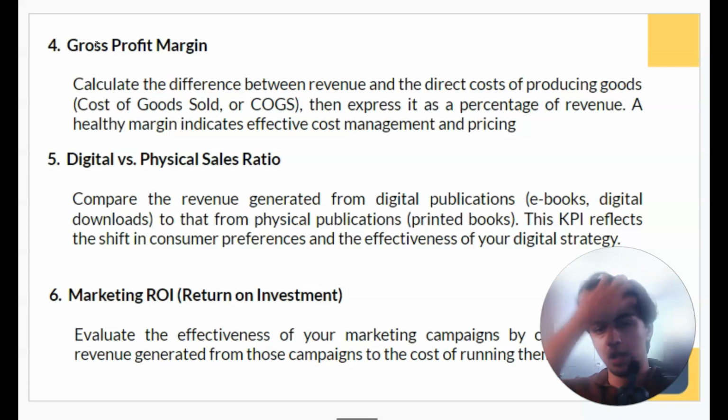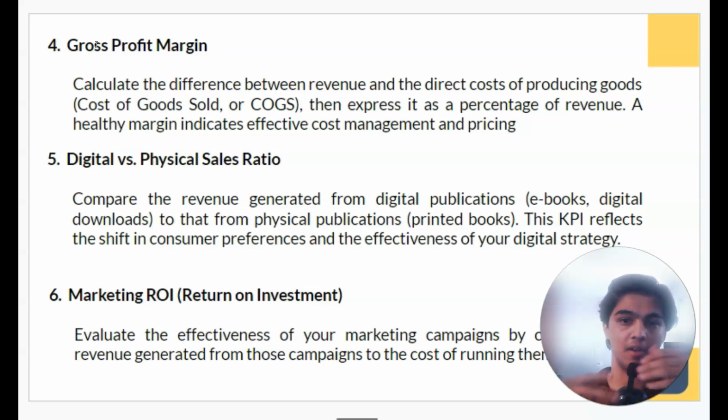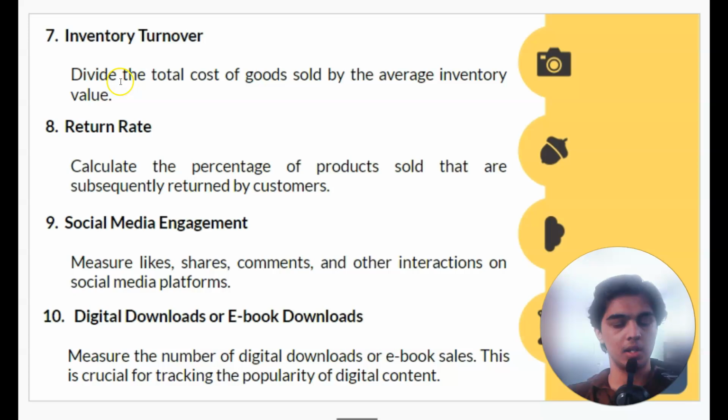Marketing ROI, return on investment. This indicator will evaluate the effectiveness of your marketing campaigns by comparing the revenue that has been generated from those marketing campaigns that you held. Inventory turnover. This indicator will divide the total cost of the goods sold by the average inventory value of those goods.